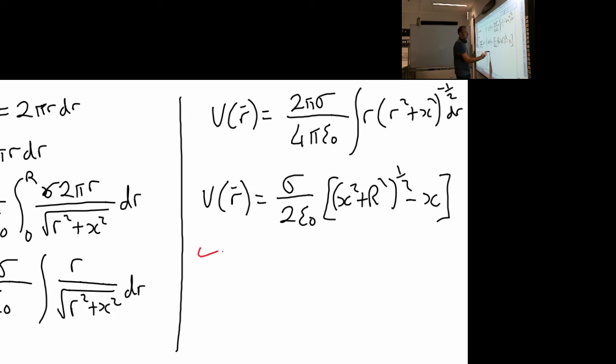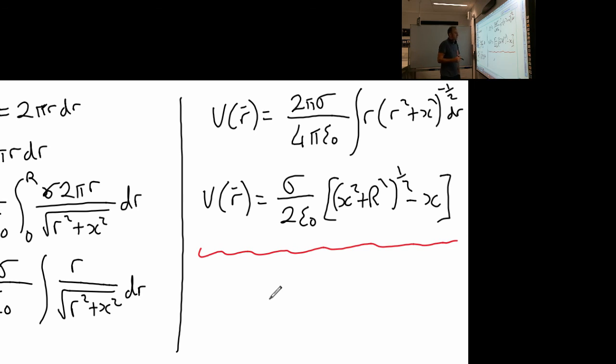So what we did is we broke it up into different rings, and then we integrated over the surface of our disk in order to find the potential. Now, of course, if we wanted to find the electric field in the x direction, all we have to do is differentiate our potential with respect to x.